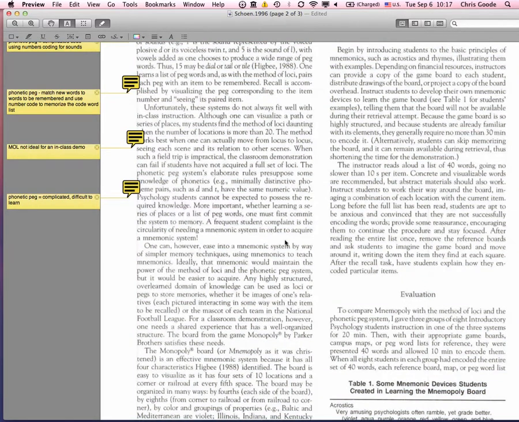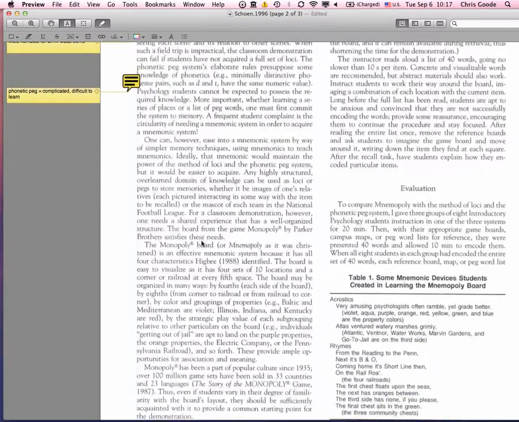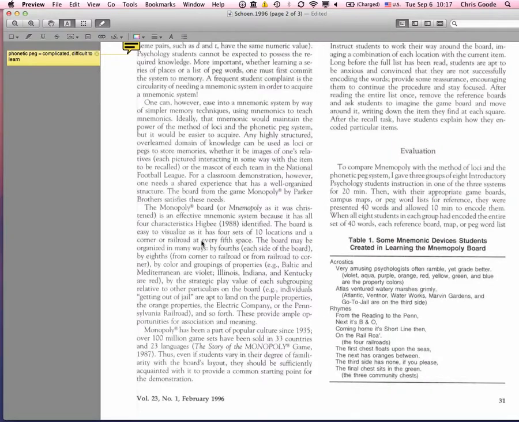A frequent student complaint is the circularity of needing a mnemonic system in order to acquire a mnemonic system. All right, so you need a memory trick to learn the rules to this memory trick. One can ease into a mnemonic system with simpler techniques, using mnemonics to teach mnemonics. That mnemonic would maintain the power of the method of loci and the phonetic peg system, but be easier to acquire. Any highly structured, overlearned domain of knowledge can be used as loci or pegs to store memories. That's important.